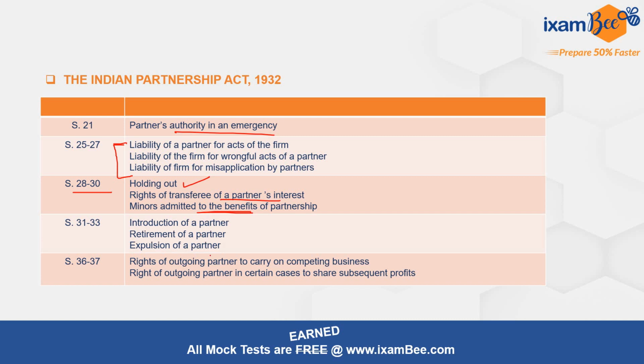Then Section 31 to 33 is talking about how a partner will be introduced, his retirement, his expulsion, all those provisions they have been laid down in these three sections. Then Section 36 to 37 talks about what things, what rights an outgoing partner has with respect to going ahead and carrying on competing business, or in certain cases to share the subsequent profits and all. Aspects related to these are covered in 36 and 37.